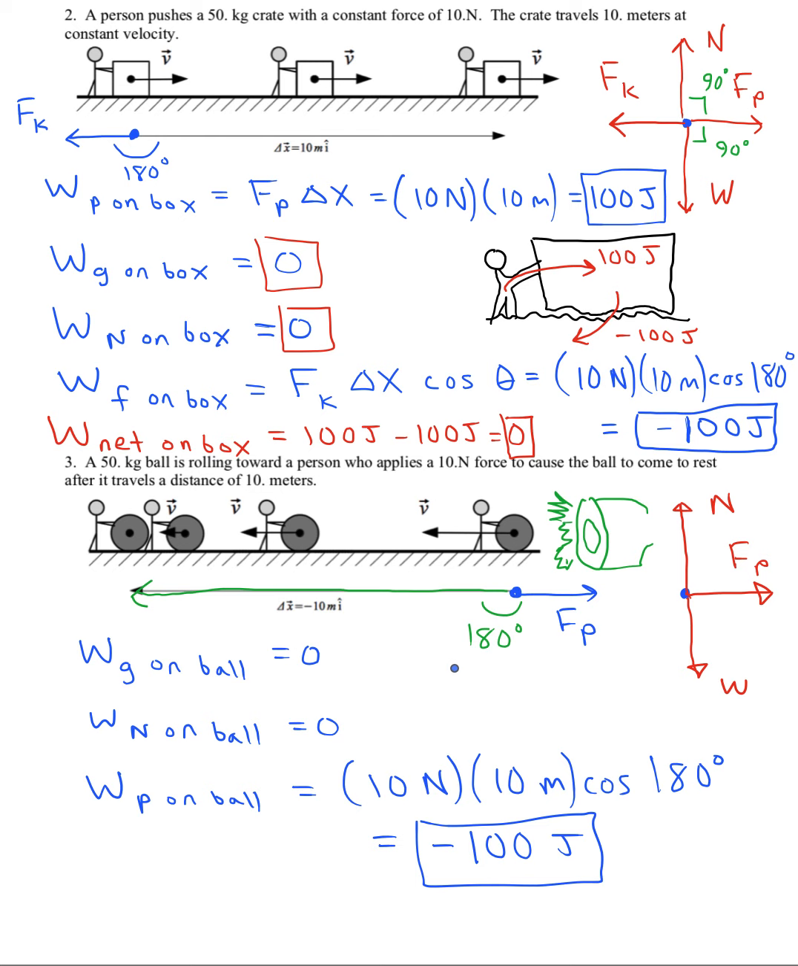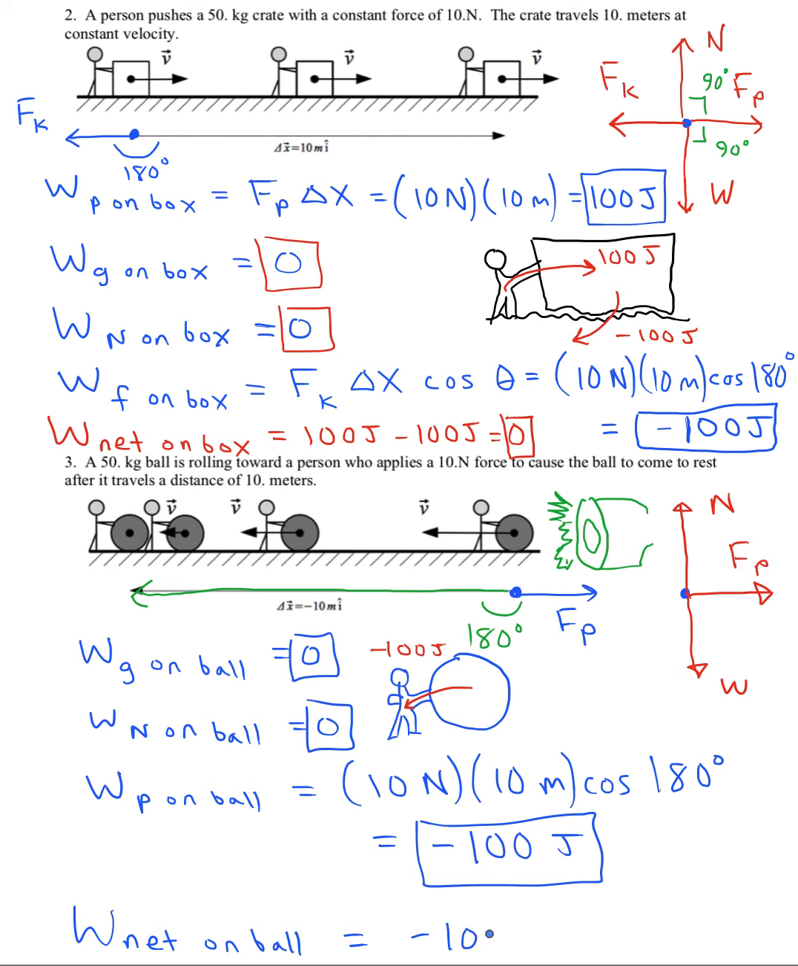So to show it as a diagram here, the person is in contact with the ball. And in this problem, energy is going to flow out from the ball to the person. 100 joules of energy leaves that ball. And so what happens? The ball slows down. So last thing, we'll calculate the net work done on the ball. It is simply the sum of the answers we'd gotten above. It's a negative 100 joules.